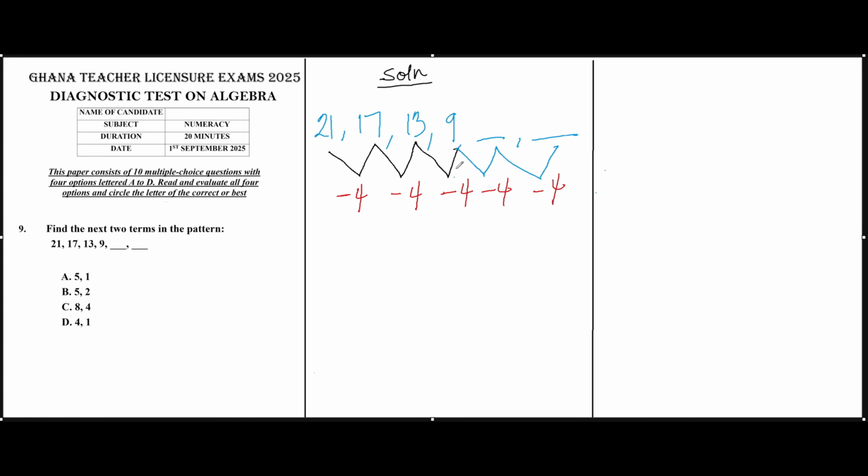So now we have to subtract 4 from 9, and that is 5. So the missing term here is 5. And then from 5 to the next term, we still have to subtract 4 from 5. And this will give us 1. So the next missing term here is 1. So from the alternatives, the right answer is option E.